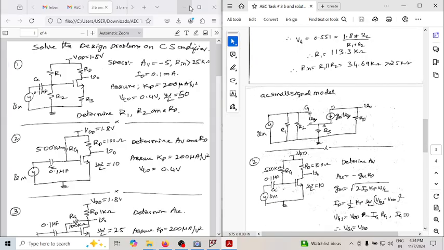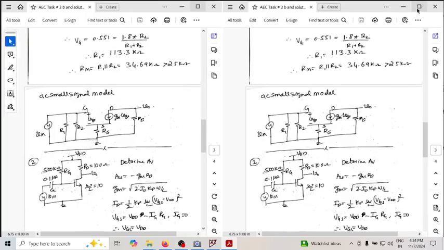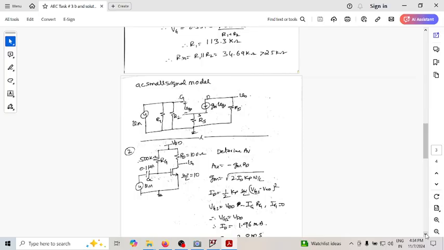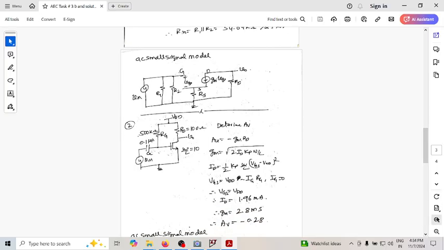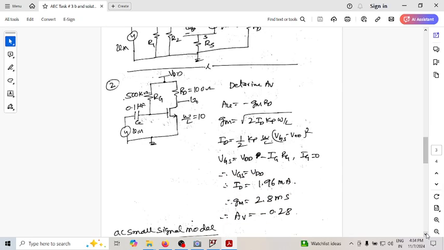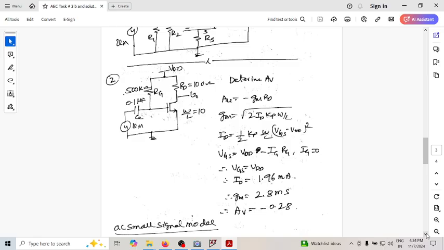So in this circuit we are asked to find what is the gain of the amplifier. So it's a straightforward question. We have been given all parameters and we are asked to find what is the gain of the amplifier. So let us write all the equations corresponding to that. Gain is given as minus Gm into RD. This is also a CS amplifier. Gm is root of 2 ID Kp into W by L. So ID is given by that equation, in which we have to find how much is VGS.